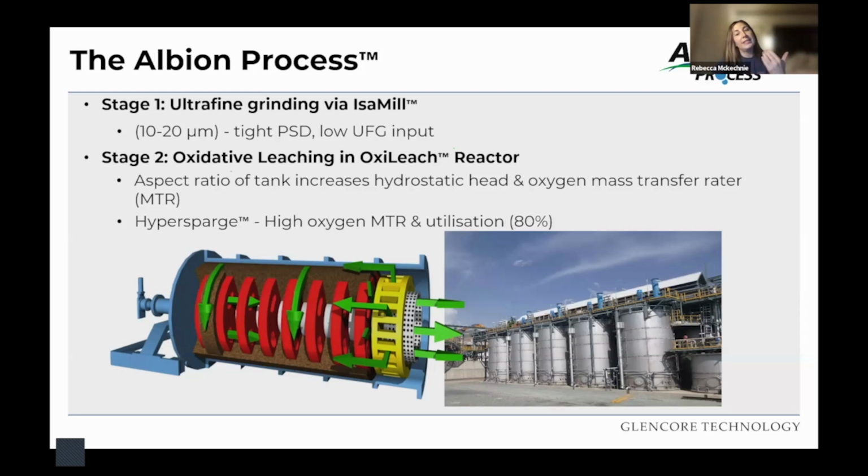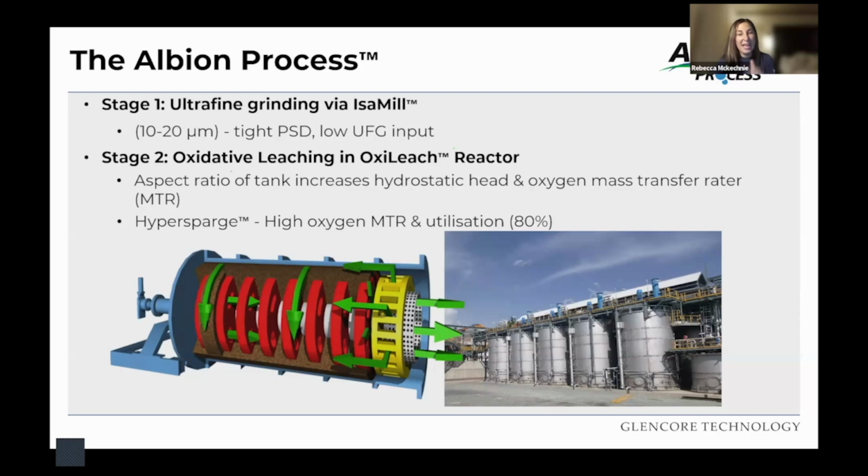So then we proceed into the second stage of the Albion process, and that's the actual oxidation of the sulfides themselves. So the finely ground product is fed to the Oxyleach reactors that you can see in the right-hand picture here. So these are agitated tanks, and we sparge oxygen in at the bottom. Now, the design of the tanks is such that we will optimize or maximize the oxygen mass transfer rates within.